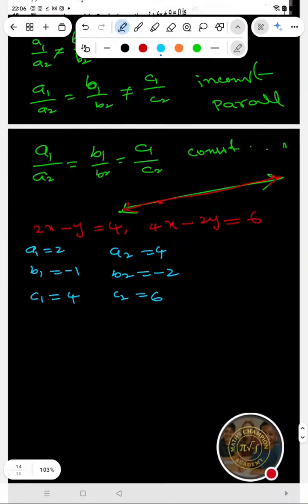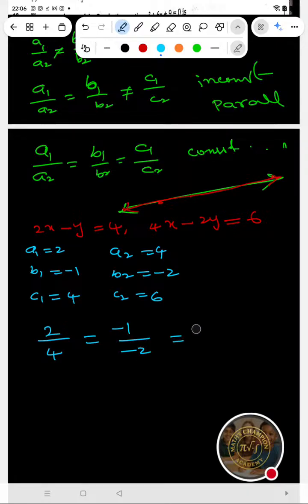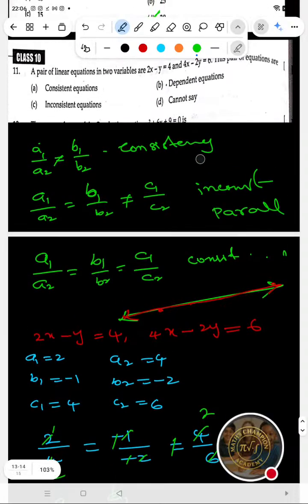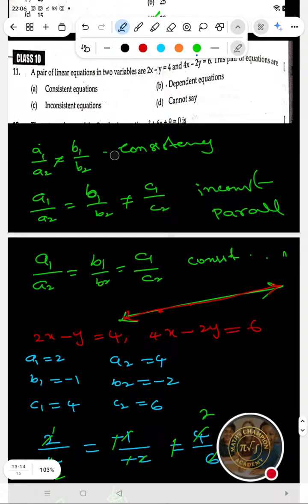Here we have to find the ratios, using this formula. a1 by a2 is 2 by 4, b1 by b2 is minus 1 by minus 2, c1 by c2 is 4 by 6. If you reduce the ratios, 2 1s are 2, 2 2s are 4, so 1 by 2. The minus signs cancel, so 1 by 2. And 2 2s are 4, 2 3s are 6, so 2 by 3, which is not equal. So a1 by a2 is equal to b1 by b2 but not equal to c1 by c2. So it is inconsistent.